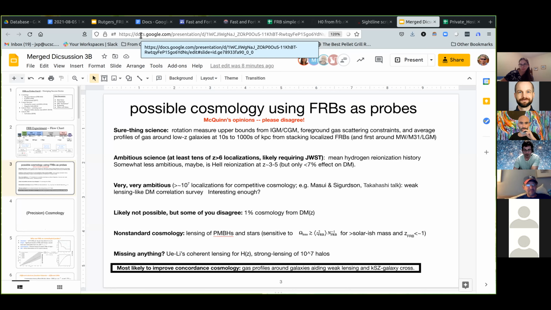Our goal, or for many people, maybe not in this conference, is constraining the concordant cosmological picture, and for me what seems most likely to help with that is constraining gas profiles around galaxies, which is a big systematic for weak lensing. There's also an interesting paper listed later that shows this could be really interesting for using the kSZ, which is a CMB anisotropy, to calibrate out a bad systematic and use that anisotropy to measure the growth of cosmic structure. So the gas profiles are not just interesting for feedback, as Clancy had pointed out, but also really interesting for cosmology.